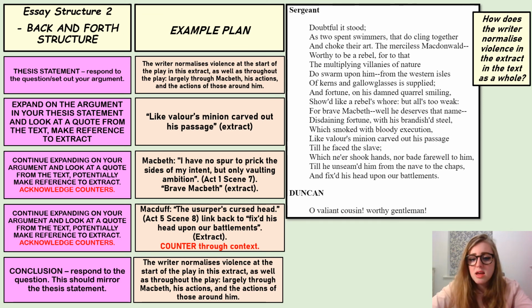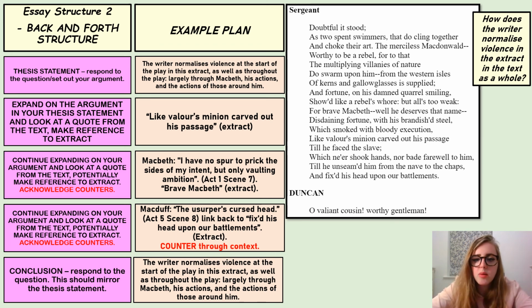And then I'm going to have a look at "the usurper's cursed head," where Macduff cuts off Macbeth's head at the end, and I'm going to link that back to the extract again. This is actually a really easy way to link it back: "fix his head upon our battlements." So at the beginning, Macbeth has killed a rebel, someone that's going against the king, and put his head on the battlements, and then at the end there's a cyclical structure, because Macbeth has his head put on the battlements as someone that is kind of a secret rebel.